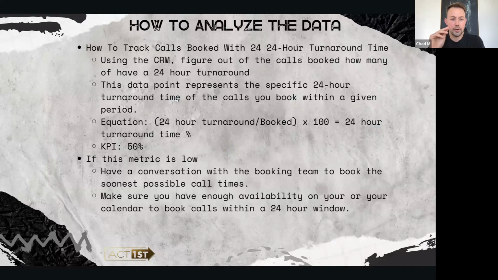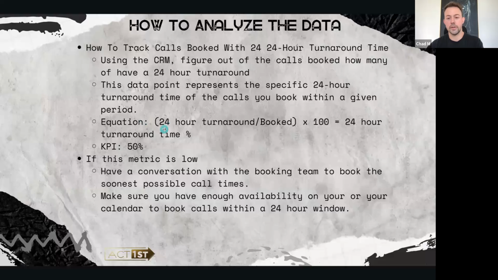So the next data point that matters here is 24-hour turnaround time. Here's how we track it. Using the CRM, we're going to figure out, of the calls booked on your calendar, how many of those had a 24-hour turnaround time. So let's say you had 6 calls on your calendar. 3 of those were turned over in a 24-hour turnaround time. That means you have a 50% 24-hour turnaround time. Now, what does this data point represent? It represents the specific 24-hour turnaround time of the calls that you had booked within a given time period.